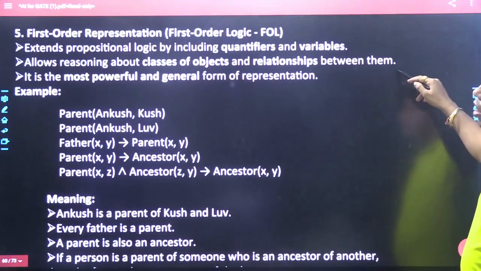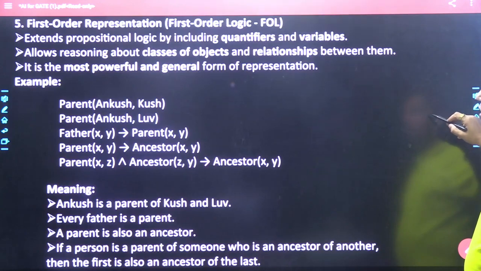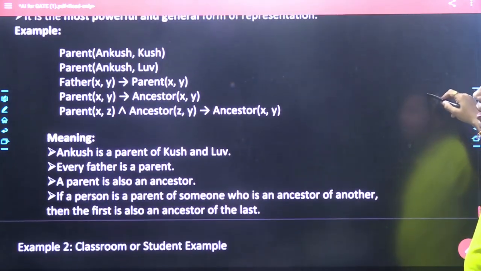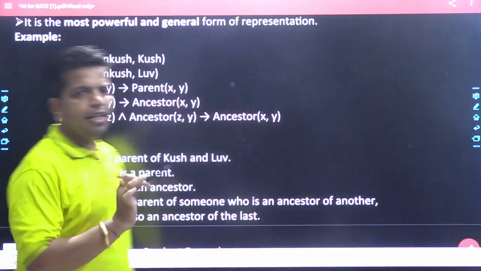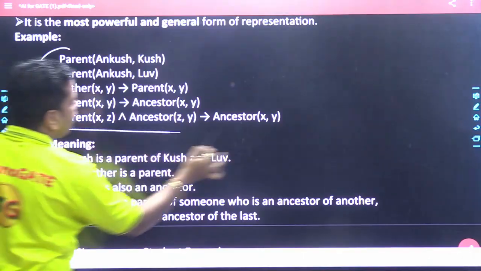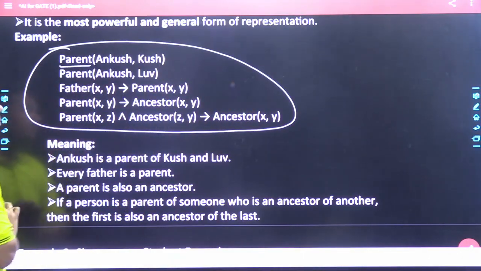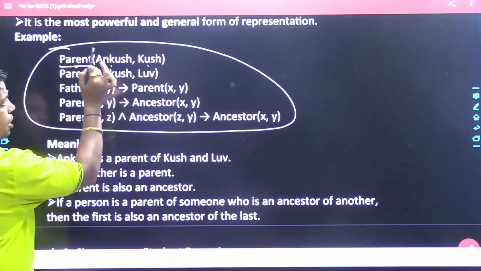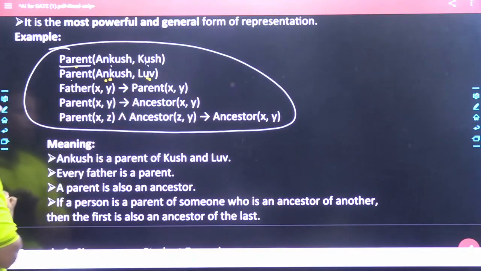Now, first order predicate logic. You can see that this is the most powerful, the general form of representation. This is first order predicate logic. What are we doing? There's a relationship Parent(Ankush, Kush). So Ankush is parent of Kush. X is parent of Y. Parent(Ankush, Luv). Ankush is parent of Luv.